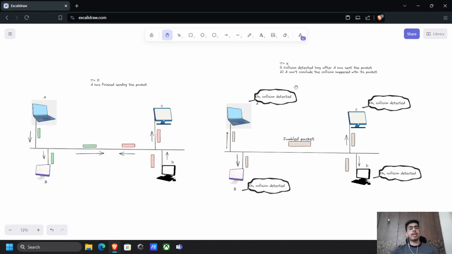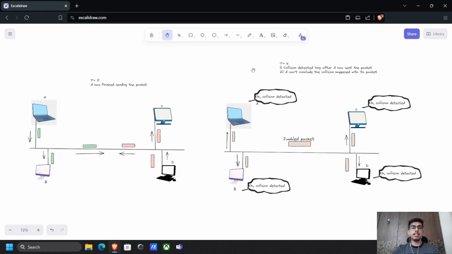So at t equal to x seconds, A detects that a collision has happened, but there are two problems here. One, the collision has been detected long after A has sent the packet. Two, because of this, A cannot conclude that the collision happened with its packet. Because from A's perspective, it could be that B and C might have sent some packets and it could have led to some collision leading to this jumbled packet. So A would never know that the collision happened with its packet and it would not retransmit those packets, right? So you can see the issue here.